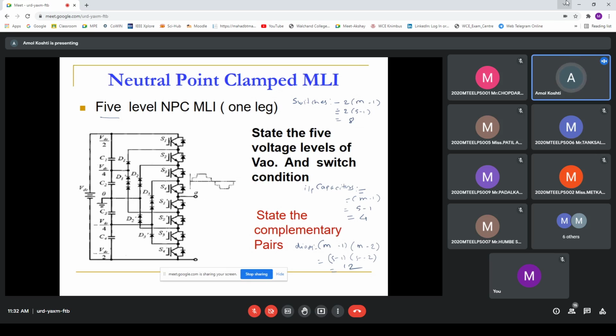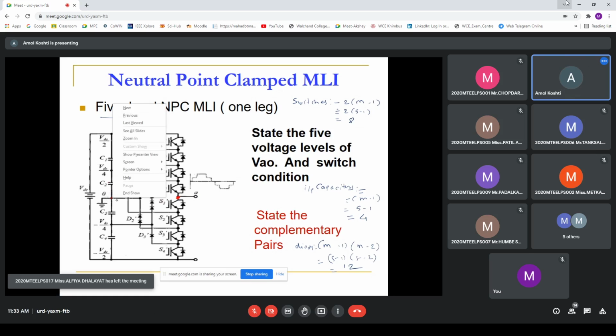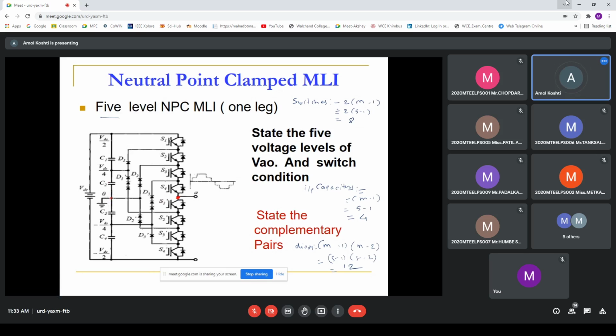Then you see the intermediate point of these switches, which is this point, used to connect a load. The intermediate point of the input capacitors is again used as a neutral terminal. Again we have to produce the output. For the positive half we use the main switches S1, S2, S3, S4, and to produce the negative half we use S1 dash, S2 dash, S3 dash, S4 dash.